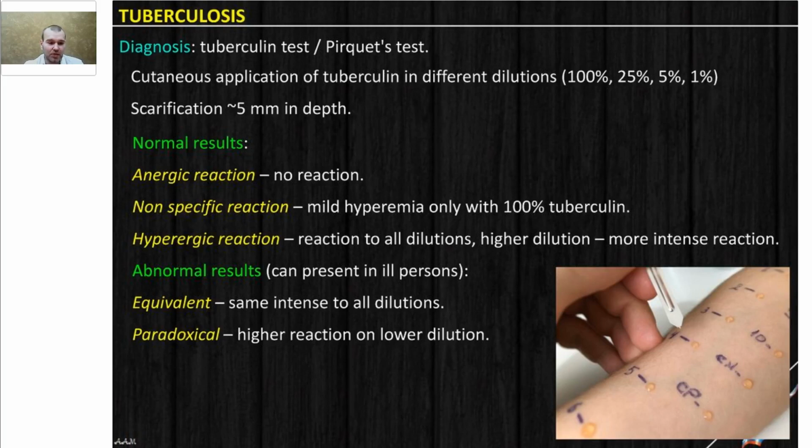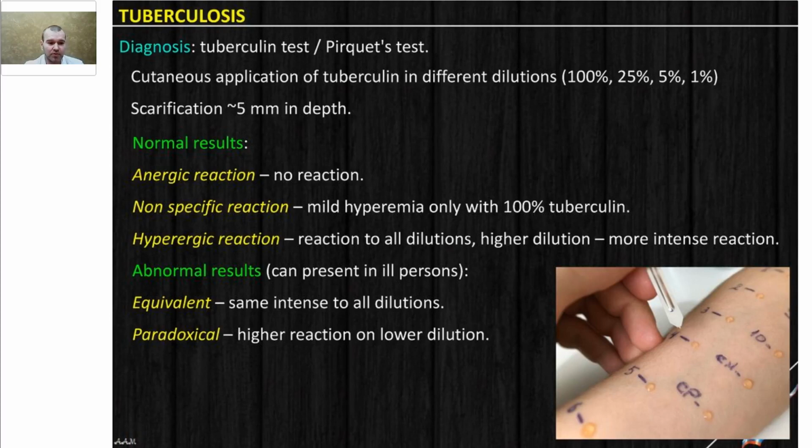And the test is done with the help of a specific lancet. You need to perform scarification of the skin about 5 millimeters in depth and apply the solution of tuberculin on those damages. And in the same way, the reaction is identified or measured in 2 to 3 days. But in the case of the Pirquet test, we can have a greater number of different results.